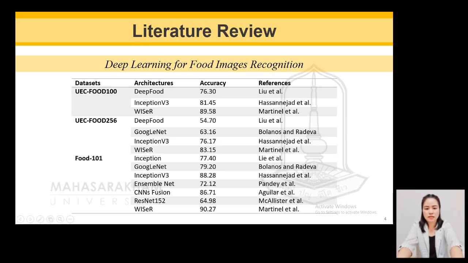Convolutional neural networks have been extensively used in food image recognition research. Hassannejad and others proposed a network composed of 54 layers with fine-tuned architecture for classifying food images. Liu and others invented the DeepFood network that modified the inception module by introducing a one-by-one convolutional layer. In addition, Aguilar and others proposed the CNN fusion methodology. Martinez and others proposed WISeR network for classifying food images. This table summarizes different food classification approaches.